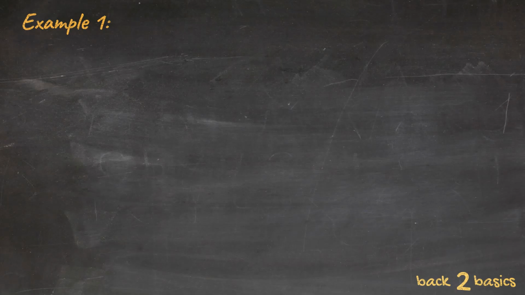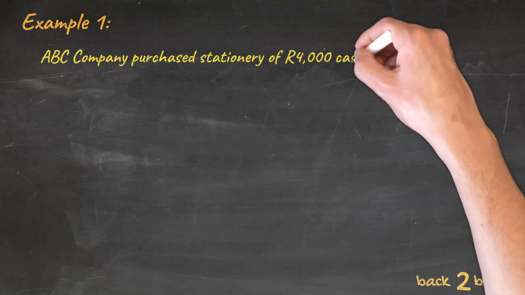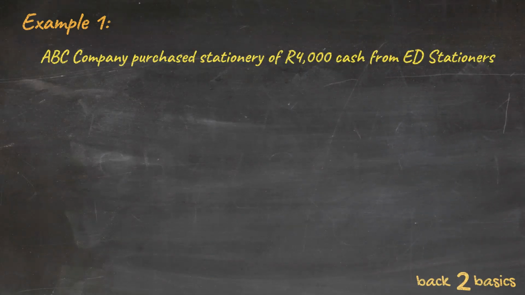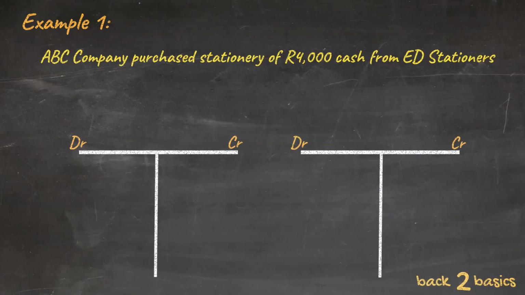Consider the following transaction. ABC Company purchased stationery of 4,000 Rand cash from ED Stationers. It doesn't have to be Rand, it can be dollars, pounds, rupees, whichever currency, it doesn't matter. The basic principle remains the same. So again, ABC Company purchased stationery of 4,000 Rand cash from ED Stationers.